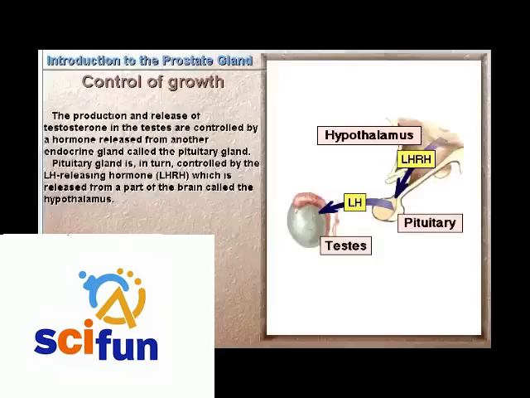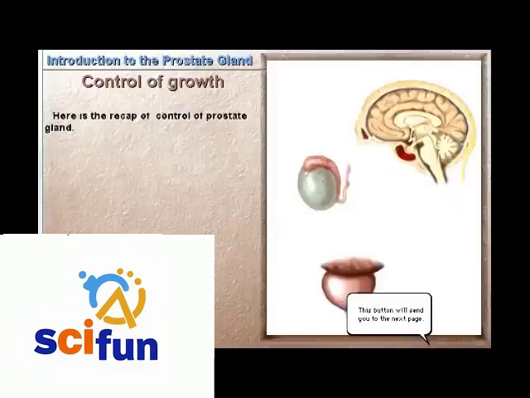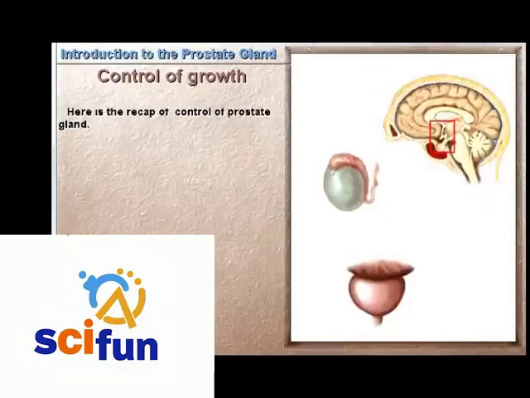Production and release of testosterone in the testes are controlled by a hormone released from another endocrine gland called the pituitary gland. The pituitary gland is in turn controlled by the LH-releasing hormone, LHRH, which is released from part of the brain.